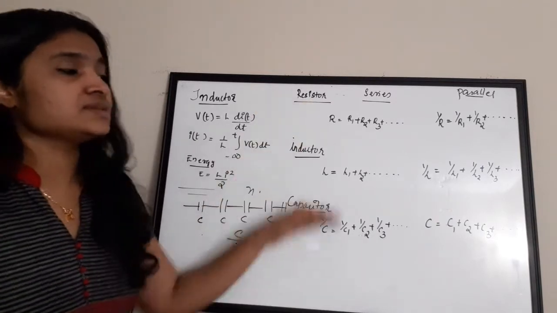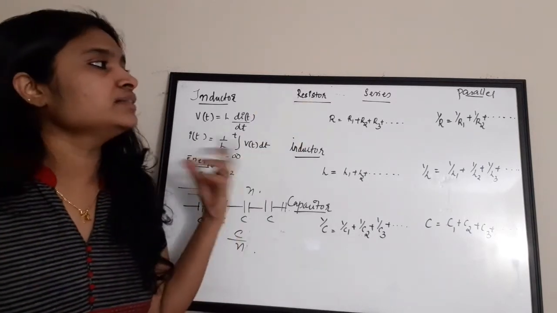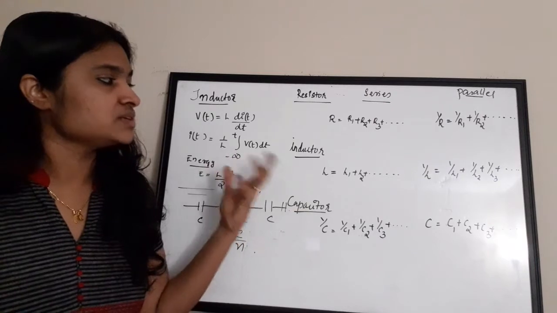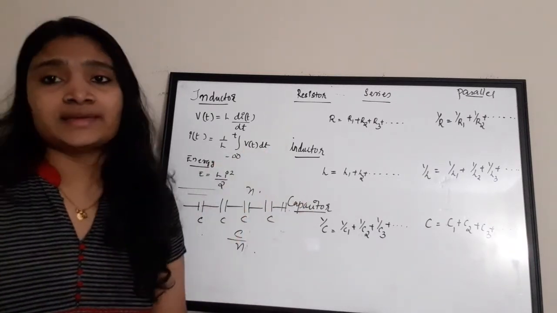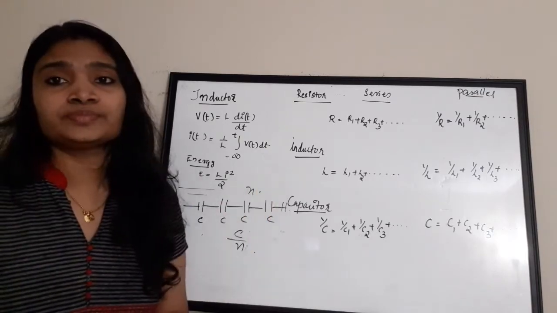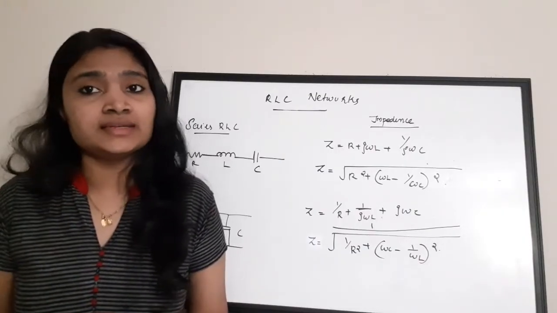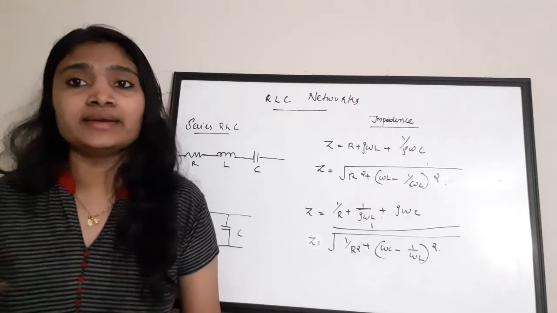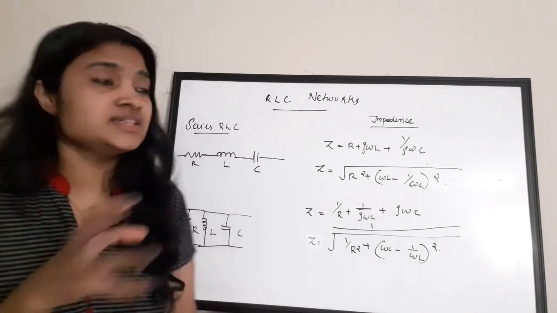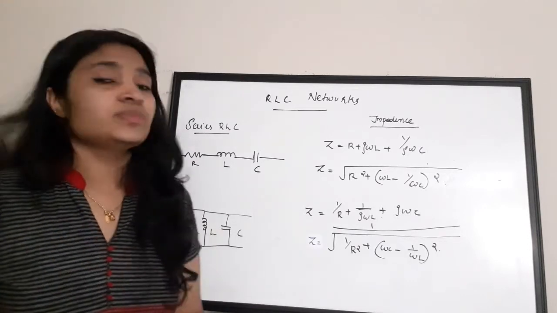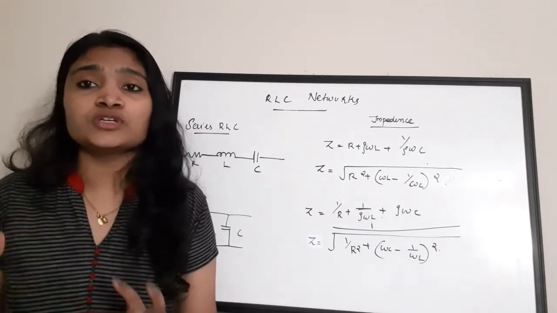Anyway, this is a general equation for finding the equivalent values of resistors, inductors and capacitors in terms of series and parallel connection. I hope it is clear. Next is the RLC network, that is series and parallel RLC, resistance, inductance and capacitor connected in series and in parallel. Before going into that, I have to explain one more concept.